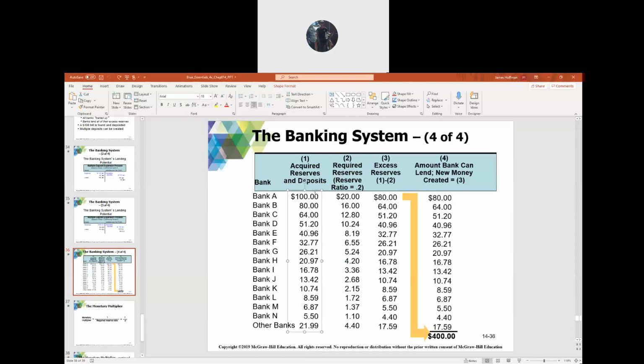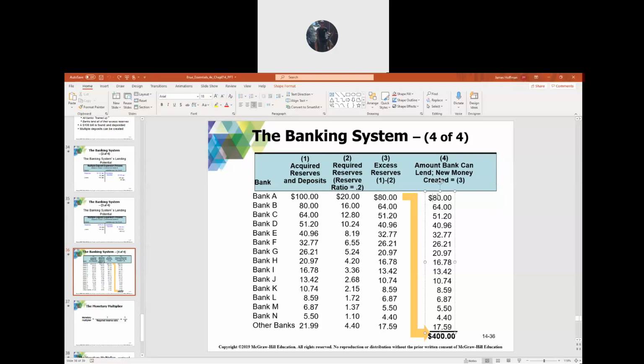Okay, so the customer finds $100 and deposits the $100 into Bank A. Now the reserve ratio is 20%, which means Bank A has to keep $20 and they're going to lend out the other 80. So just by lending, that's $80 of new money. But that's just from Bank A.